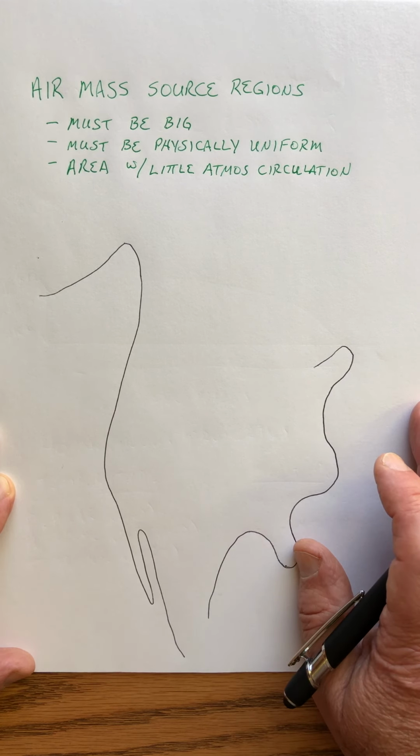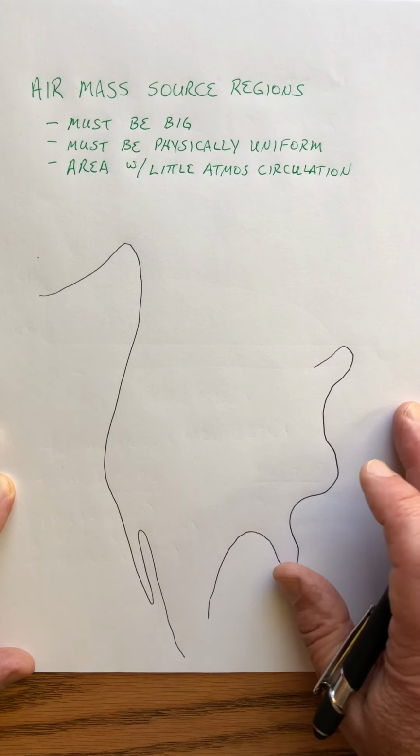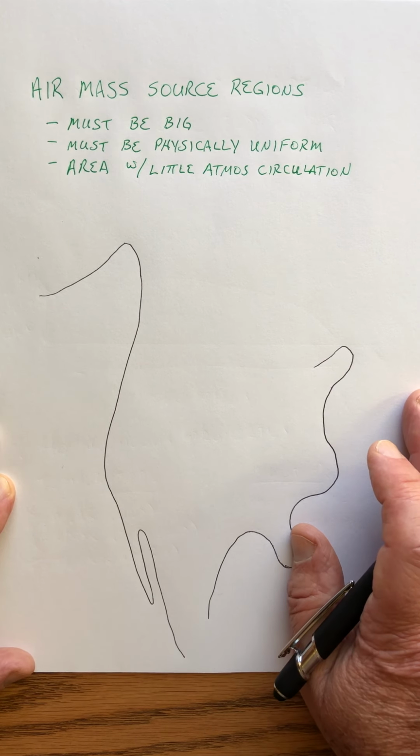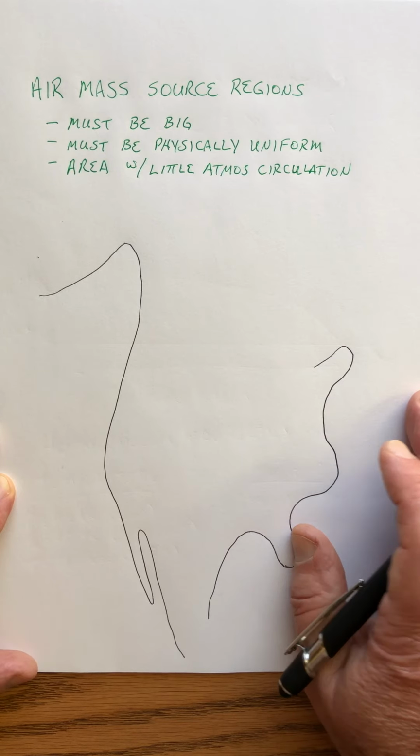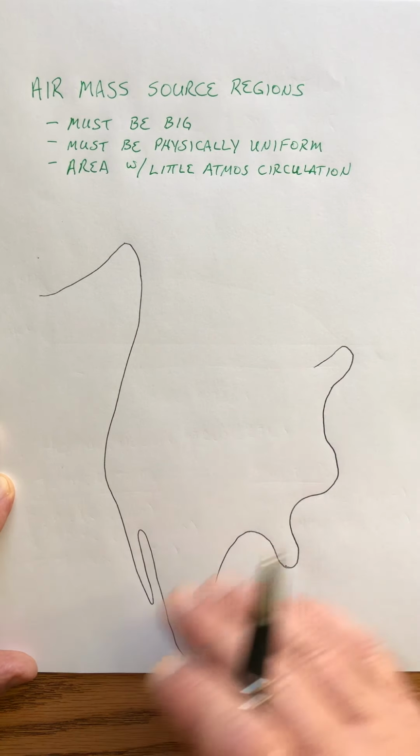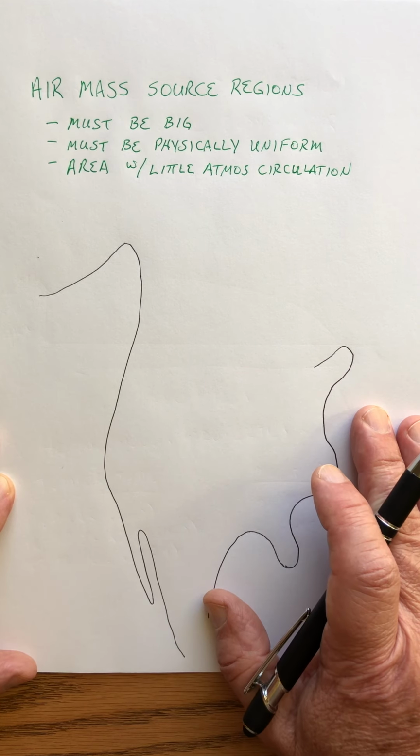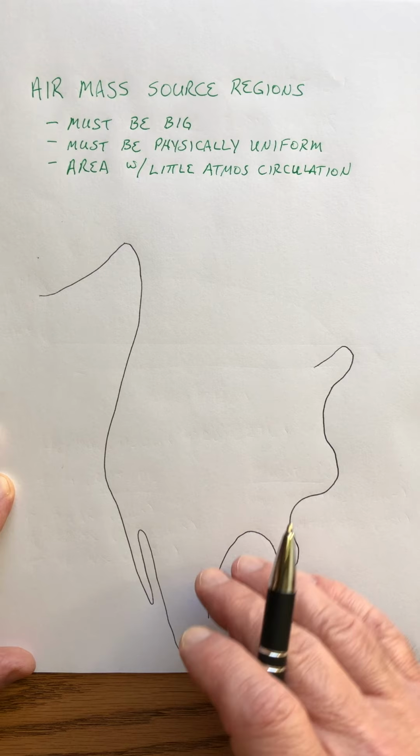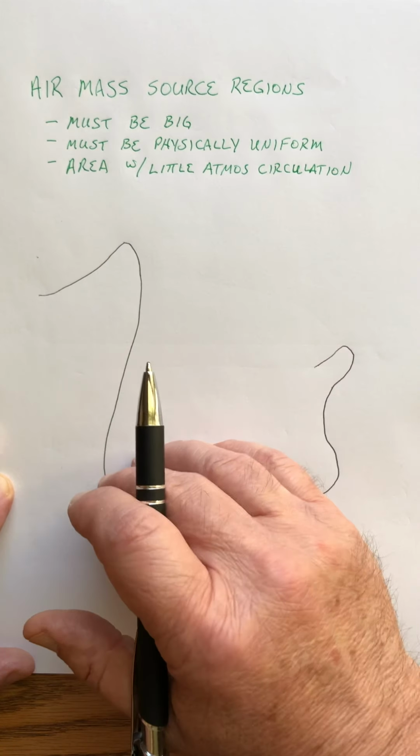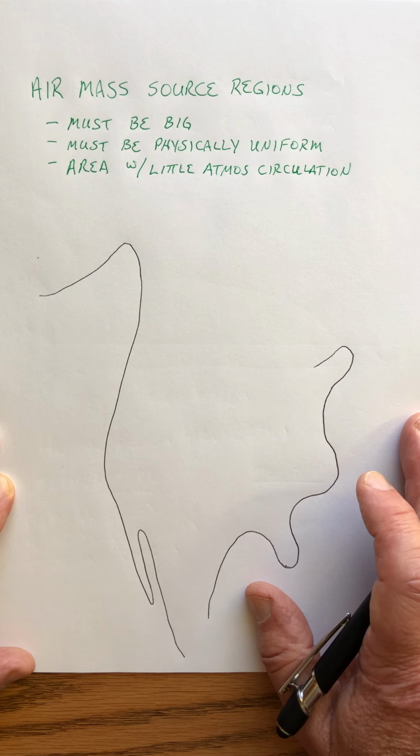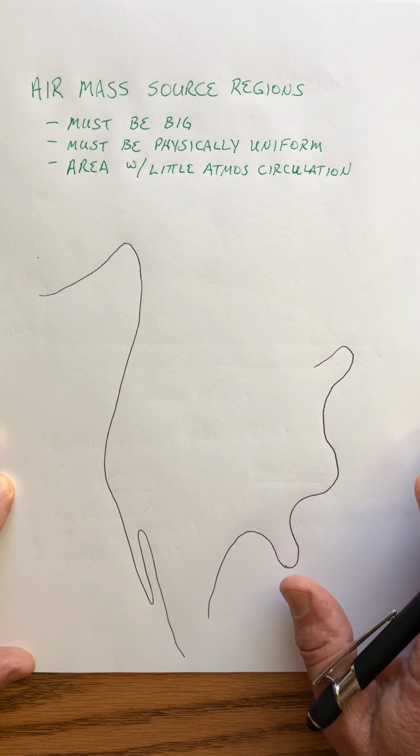Second is that the source region must be physically uniform. It has to be an entirely water surface or an entirely land surface, one of the two. If it's a land surface, it has to be very consistent, like a prairie in Canada. We'll talk about that one a lot. So it can't be a forested area and a prairie and a mountain. It has to be one specific type of uniform surface, such as a prairie.